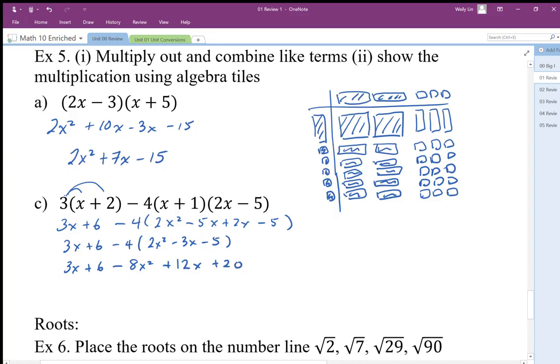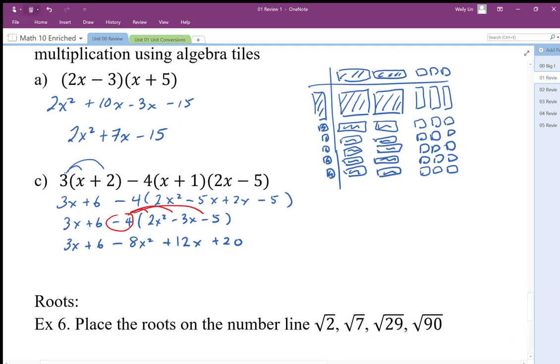Okay, so when we multiply out with that negative, be very careful because that negative has to distribute into the brackets. Okay, that's why these signs here change. And the last step is combine the like terms. I end up with negative 8x squared plus 15x plus 26 ones.